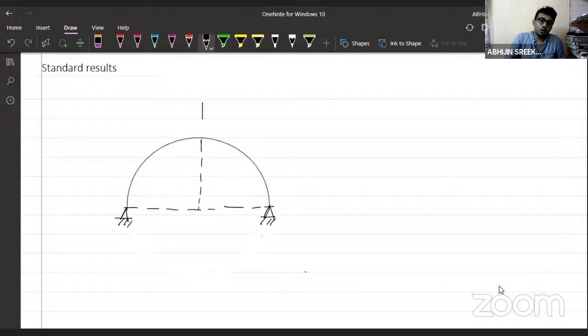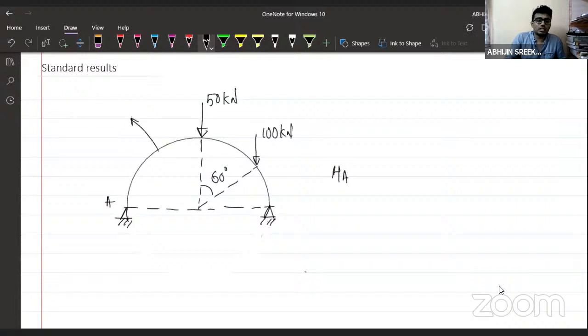And there is a point load acting here. Let us say this is 50 kilonewton, and there is one more point load acting at an angle of 60 degrees. Let us say the magnitude of that is 100 kilonewton. I'm asking you, what is the horizontal reaction at the end A? This is A, and the shape of the arch is given as semicircular. Calculate the horizontal reaction at the end A.